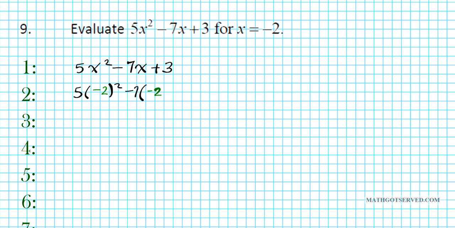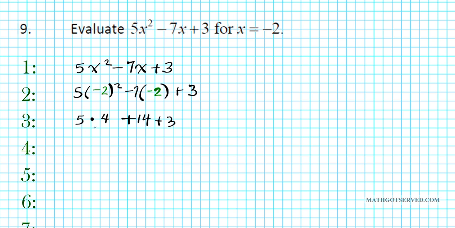plus 3. Now we're going to use the order of operations to simplify this expression. We're going to deal with the parentheses first. Negative 2 squared, you have to proceed with caution here. Negative 2 squared is positive 4. The square does affect the negative. Minus 7 times minus 2 is positive 14 plus 3.